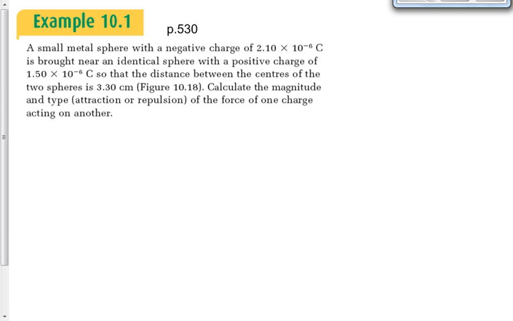Let's take a quick look at an example here. So it says a small metal sphere with a negative charge, I'm probably going to circle that because I'll probably forget to put a negative in front of it if I don't, of 2.1 times 10 to the minus 6 is brought near, that's by the way 2.1 microcoulombs, right? Brought near an identical sphere with a positive charge of 1.5 times 10 to the minus 6 coulombs. Distance between the centers is 3.30 centimeters. I definitely want to draw attention to that. What's the magnitude and the type of force that we have there?